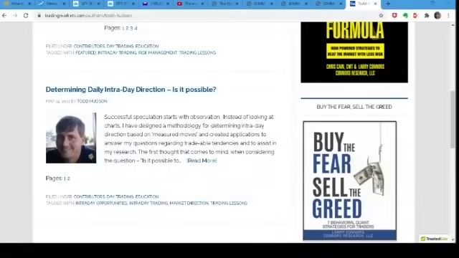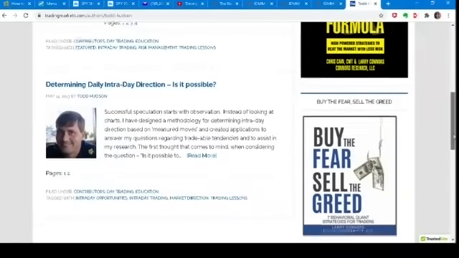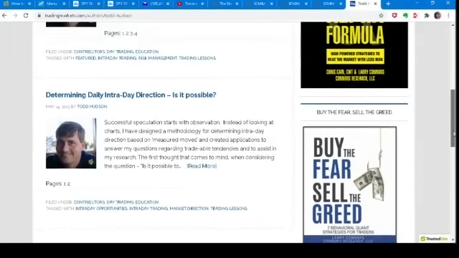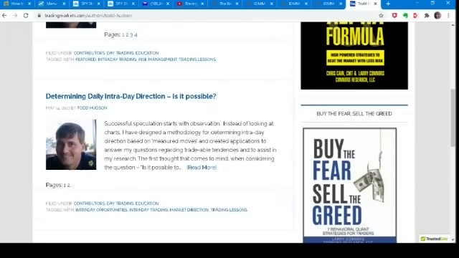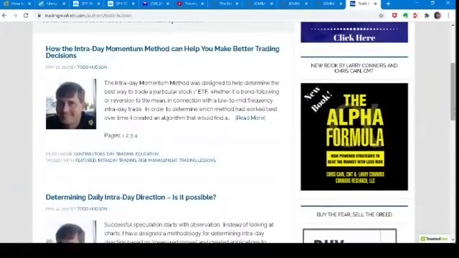On May 14th of 2013, I was published at TradingMarkets.com in an article called "Determining Daily Intraday Direction, Is It Possible?" This was what I was thinking when I created the algorithm that determines market direction. Then, a little bit later, I published an article, "How the Intraday Momentum Method Can Help You Make Better Trading Decisions."